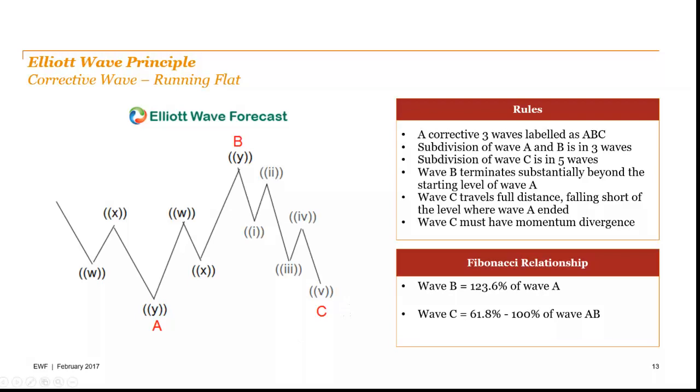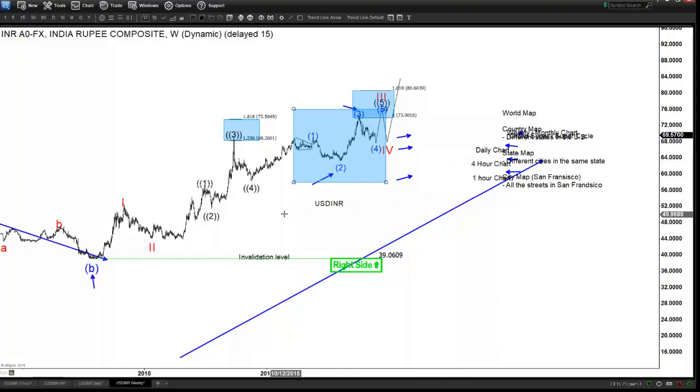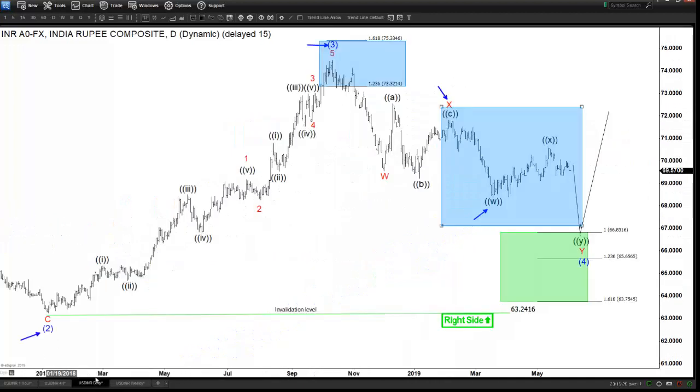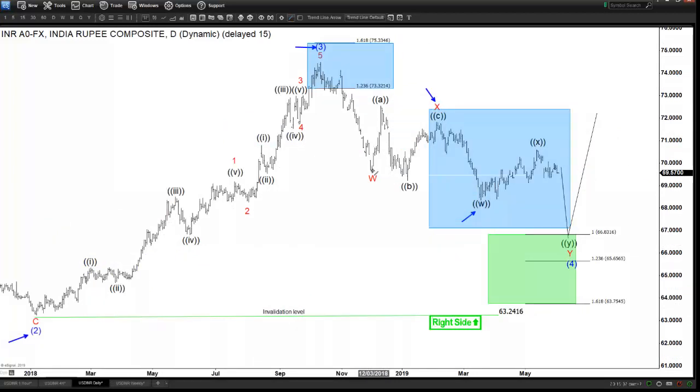Now this is an example of, anybody remembers the 3 different flats that we're talking about? What is this type of flat here? So you have a B breaking the beginning of A, and then the C does not break more than the A. We have 3 types, right? Regular, expanded, and running flat. Which one out of the 3 is that?